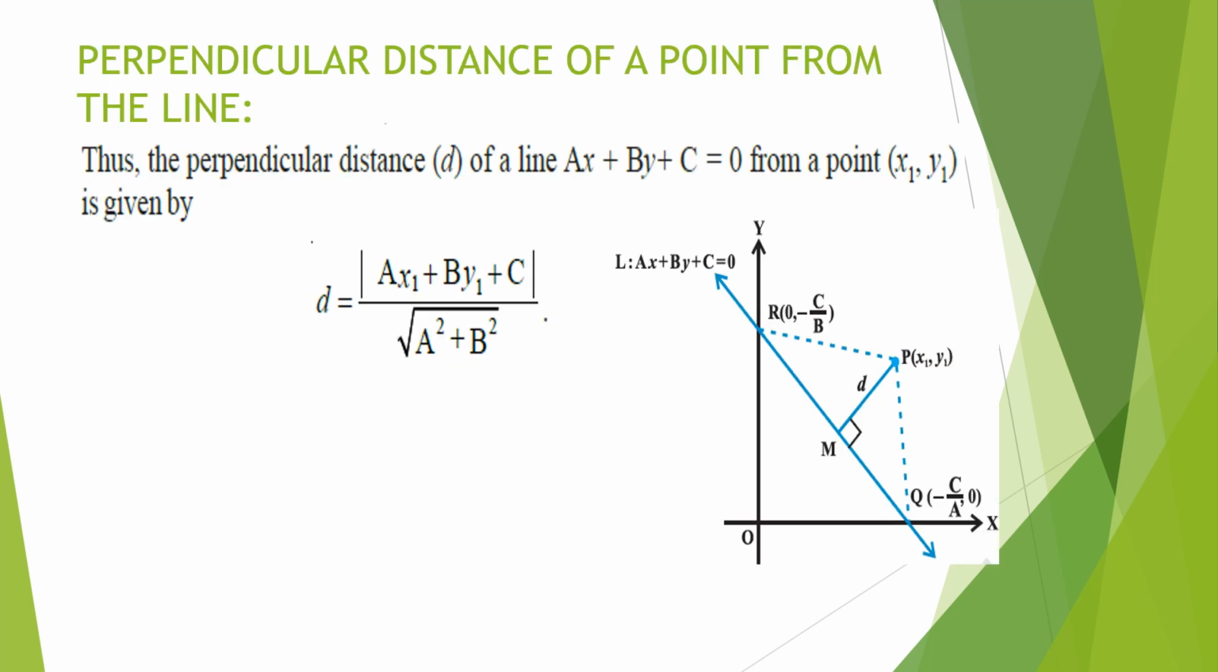Now another concept: how to find the perpendicular distance of a point from a line. Just look at the diagram. You have a line L, ax plus by plus c equal to 0, and you have a perpendicular PM. The perpendicular distance, if we denote it by d, of the line ax plus by plus c equal to 0 from a point P (x1, y1) is given by d equal to mod of (ax1 plus by1 plus c) upon root of (a square plus b square).